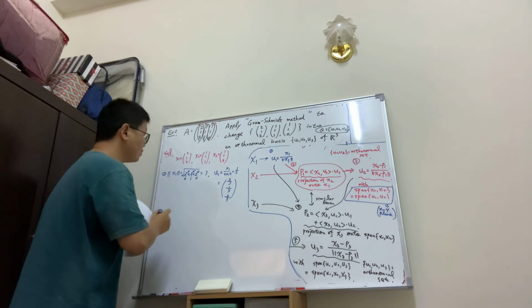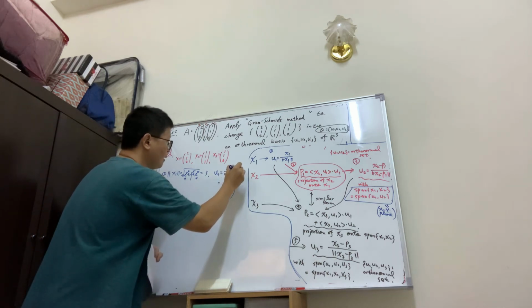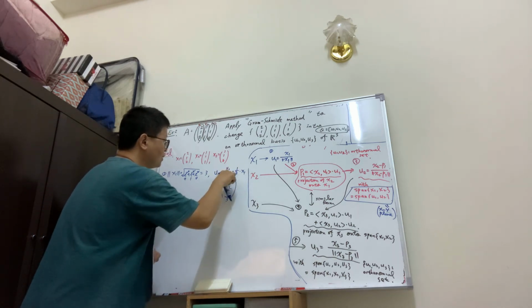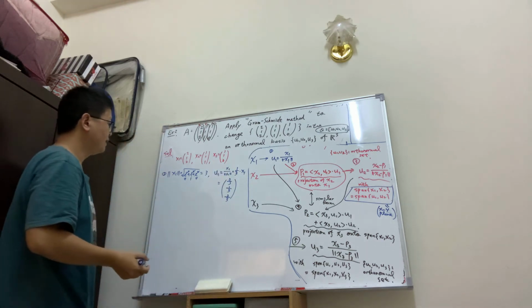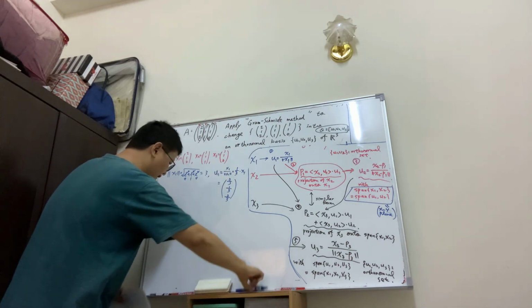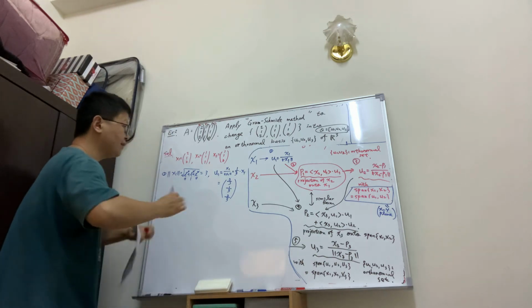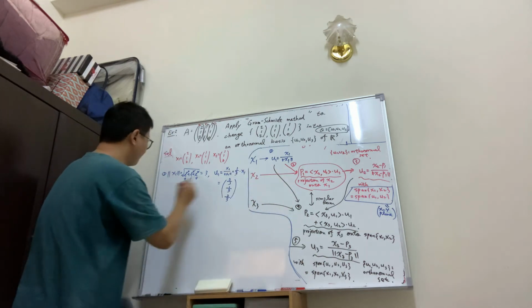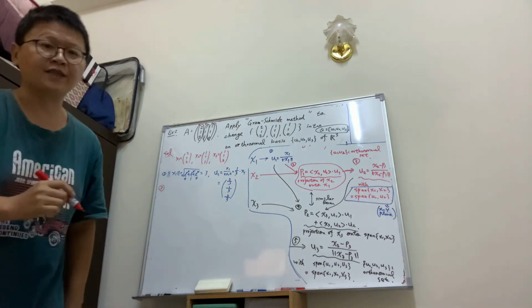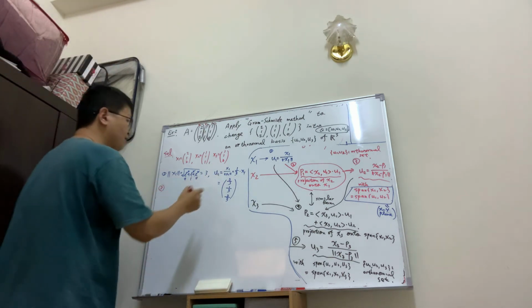So it's 1 over 3 times x1, 1 over 3 times s1. So it's this one. Okay, and the second step. It's the first step, and the second step is to figure out the projection of S2 onto S1. The projection of S2 onto S1.